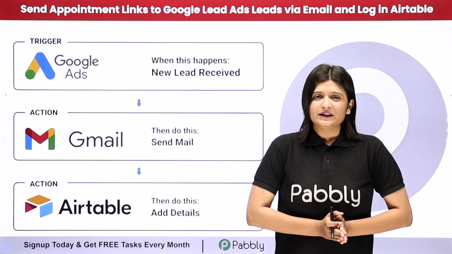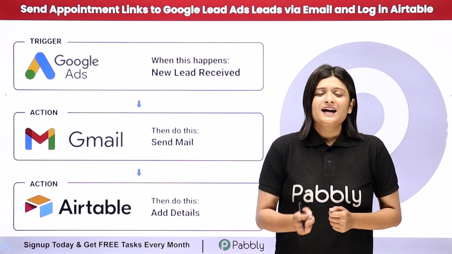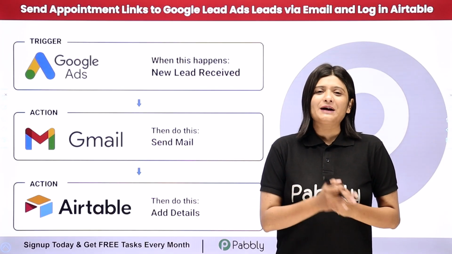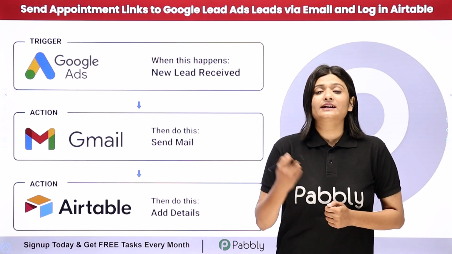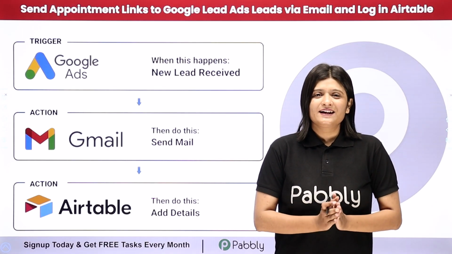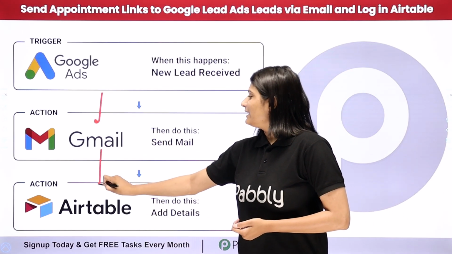Now doing this manually will consume a lot of my time, so I've completely automated this process, and to do this automation I'm going to use Pabbly Connect. Pabbly Connect is an amazing automation and integration software which requires no coding or programming skills. Here I just need to build a connection between Google Ads, Gmail and Airtable.